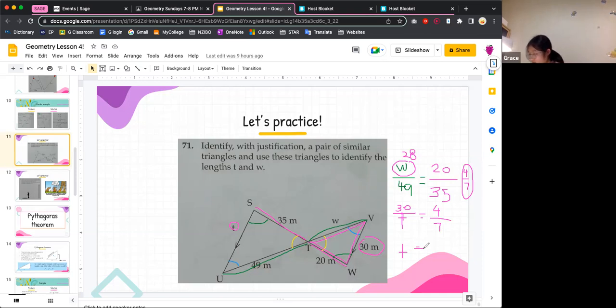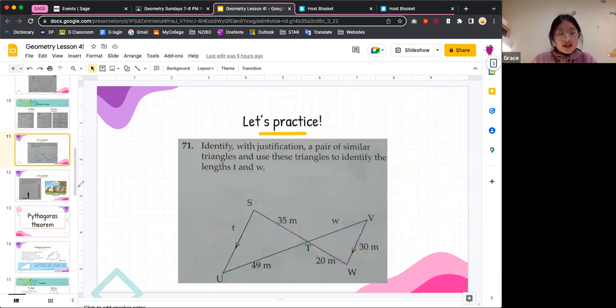And what did we come out with for T? I'm gonna check. Okay, that should have been 52.5. Anyways, I think we'll move on to Pythagoras now.